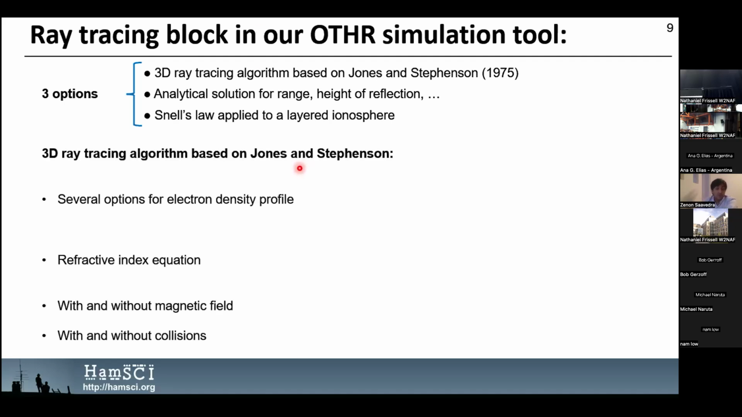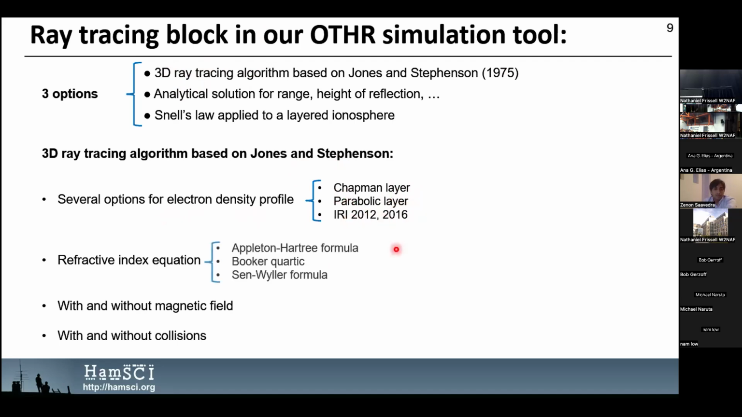In addition, only for the first option of the ray tracing, we have several options for the electron density profile. In this case, three options: Chapman layer, parabolic layer, and the IRI model. The same with the refractive index, three options, and in this case we can choose whether we want to consider or not, for example, the magnetic field or the collisions. We can choose if we want to consider or not these phenomena.